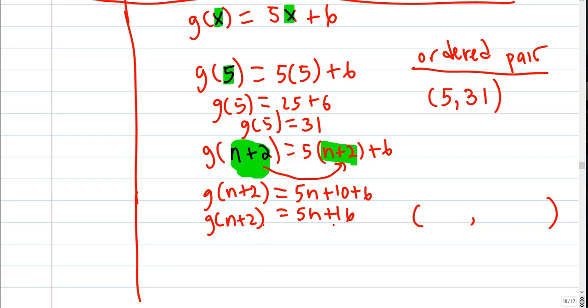So what's the ordered pair? Well, the x we plugged in was n plus 2, and the result we got was 5n plus 16. So function notation, don't solve for the f, don't solve for the g, okay? This is our x, and this is our y value, or f of x.